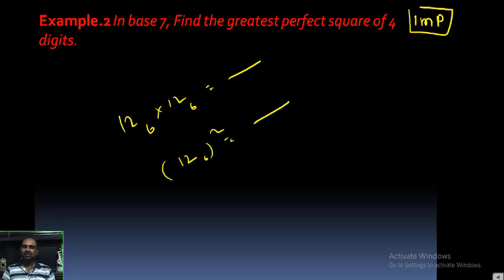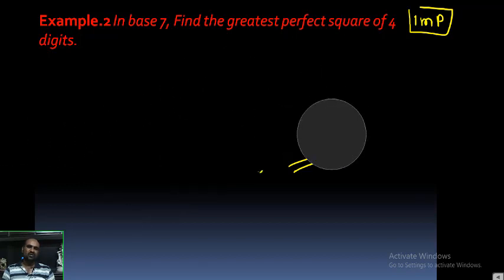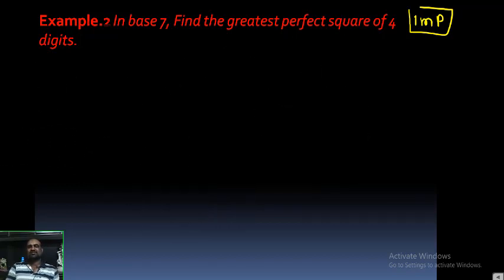So what should we do? First of all, convert this number into our system, then you can find its square in our system, then the result should be converted to base 6 system. After that, the number 12 square. Okay. So here in base 7, find the largest perfect square of 4 digits.